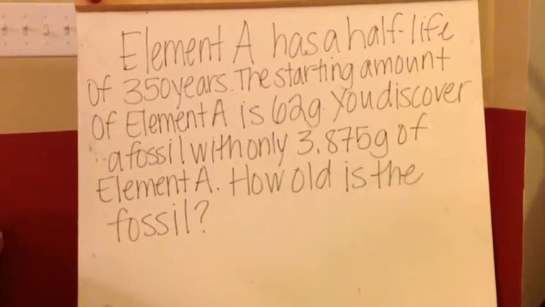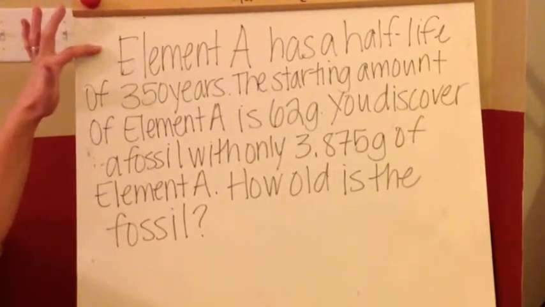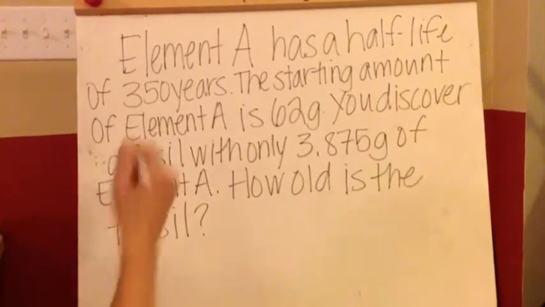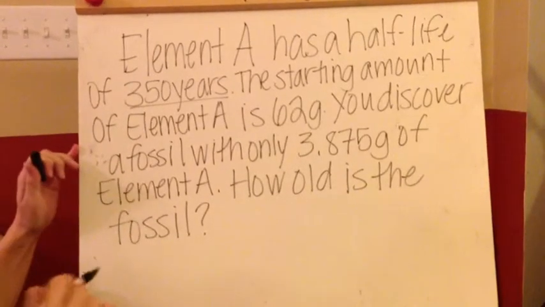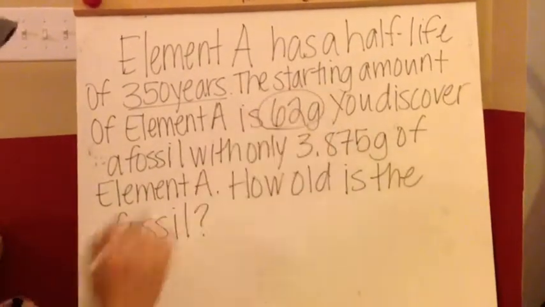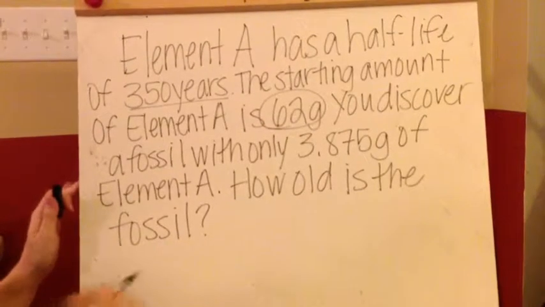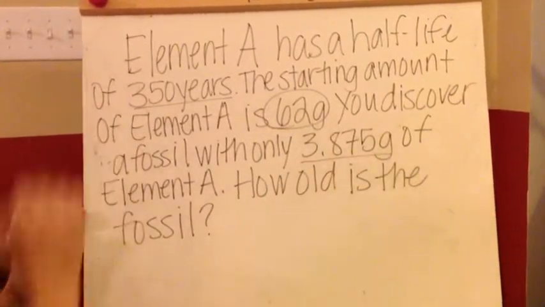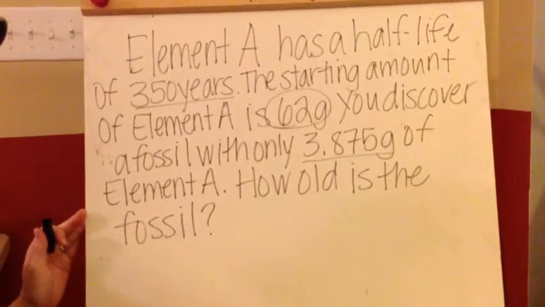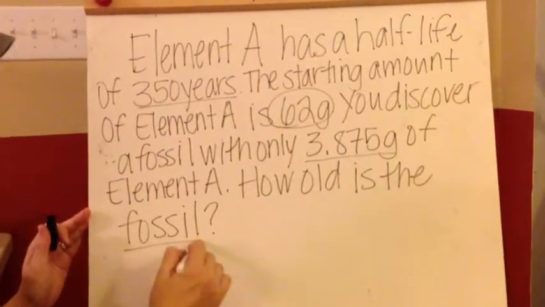Okay, so let's look at this problem. I have element A, and it has a half-life of 350 years, so that's a very important number. The starting amount of element A is 62 grams. You discover a fossil that only has 3.875 grams of element A. So my question to you is, how old is the fossil?